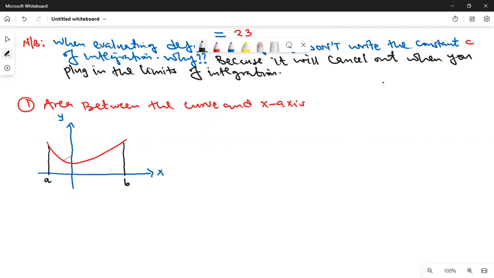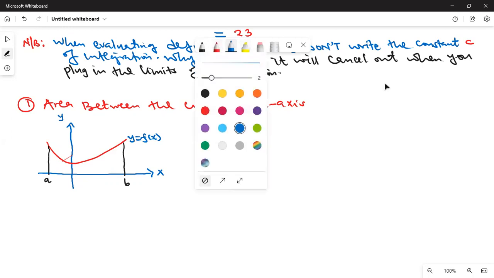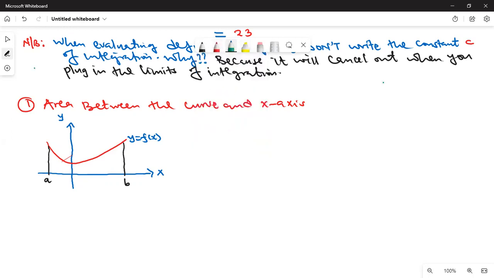Now look at the region enclosed by those two lines, the x-axis and the curve y is equals to f of x. This is our curve, y is equals to f of x. So our task is to find, let me use another color, our task is to find this area, the shaded area. That's what we need to find. And so I'll call this region R. So we need to find the area of the region R. How do you find that area? Using the concept of integration.